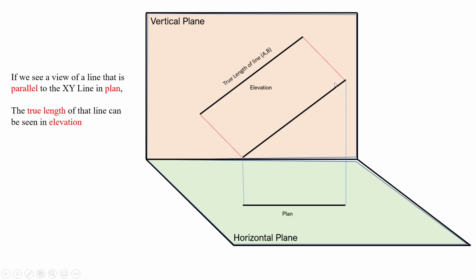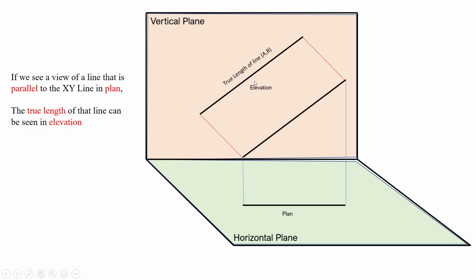We need to look directly at a view that gives us a straight-on view of that line. So for example, when we're looking at a floating line, we can say that we can see the true length of the line in elevation if the view in plan is parallel to the XY line. You can see that from this model I've made on PowerPoint slides. I've created a vertical and horizontal plane, and from the view directly down in plan, we can see that the line is parallel to our XY line.